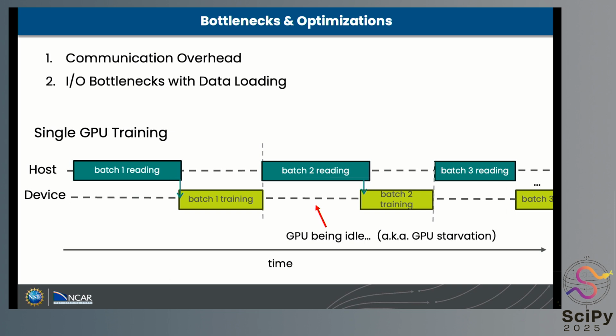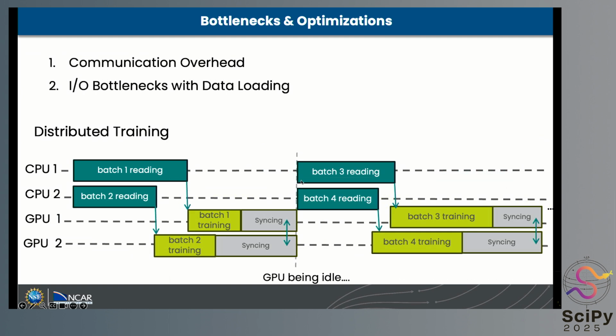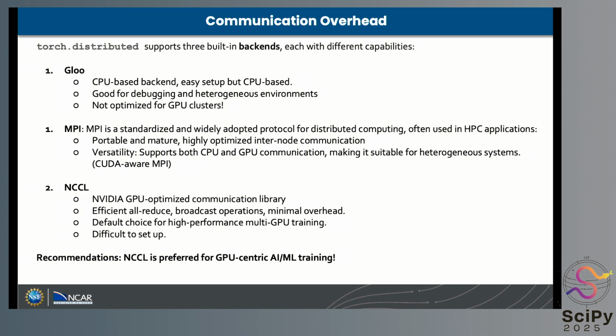So the first one, the communication overhead. This is just a makeshift timeline of the host and device for a single GPU training. You can see this is the data loading, and the device here is training, and then here we have the GPU idle, or the device idle, and that's bad. We don't want this. In distributed training, we have the synchronization step as well, which requires a lot of time, becomes a bottleneck, and causes the GPUs to become idle, and that's bad as well. So next I'm going to talk about the communication overhead and how we resolve it.